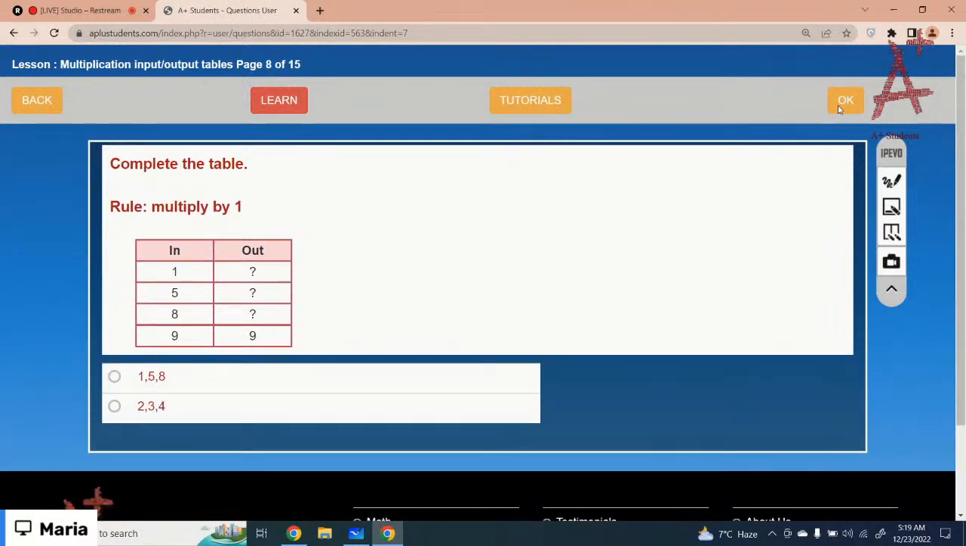Okay, the next one, again the rule is you have to multiply by 1. Got it? So you have to do 1 times 1 is 1, 5 times 1 is 5, and 8 times 1 is 8. Got it? So the correct options are 1, 5, 8, and 10. Got it? So just select the correct option, then click on the OK button.